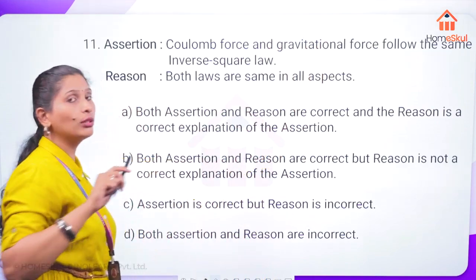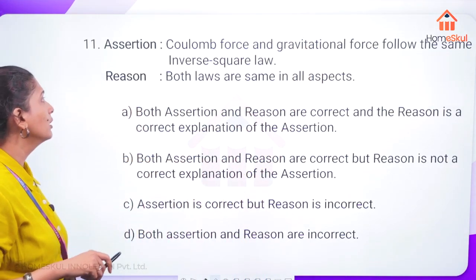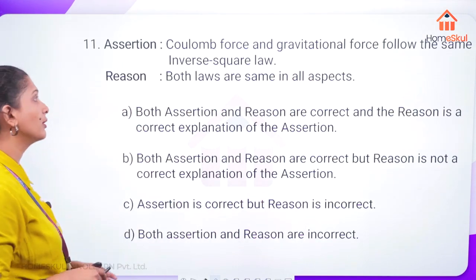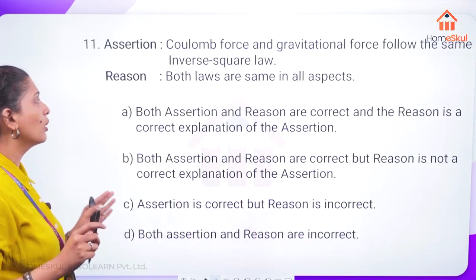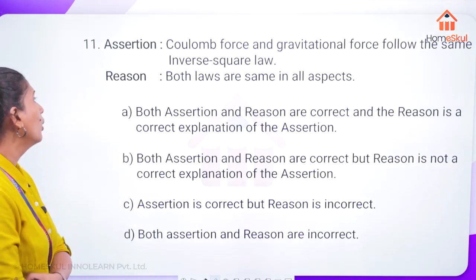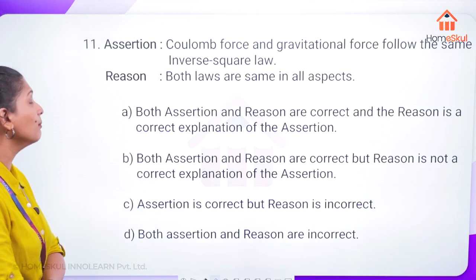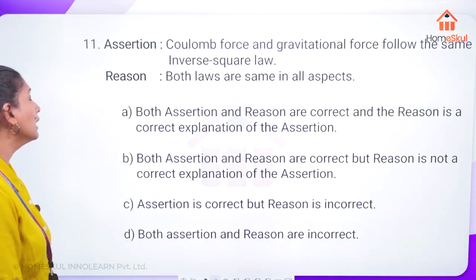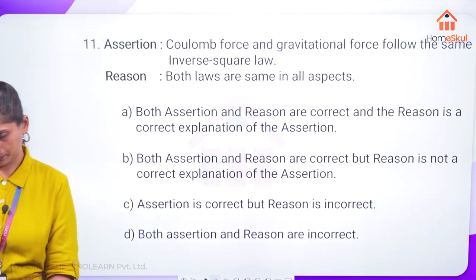Now you can check the assertion: the Coulomb force and the gravitational force, you are familiar with both of them, follow the same inverse square law. That is the first statement given. And the reason given is that both laws are the same in all aspects.